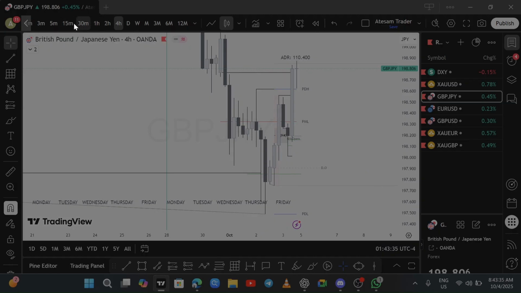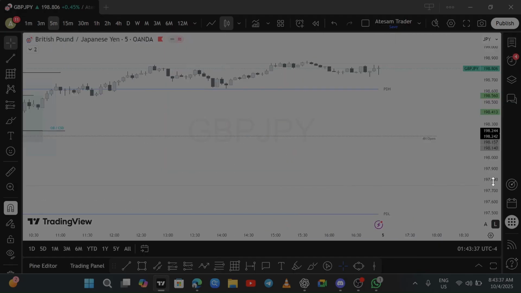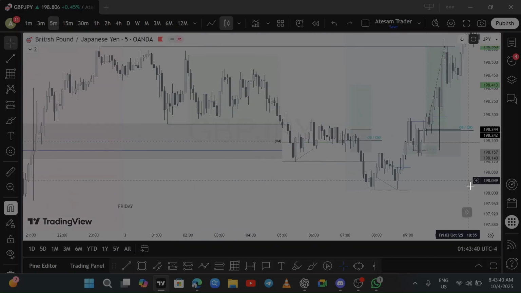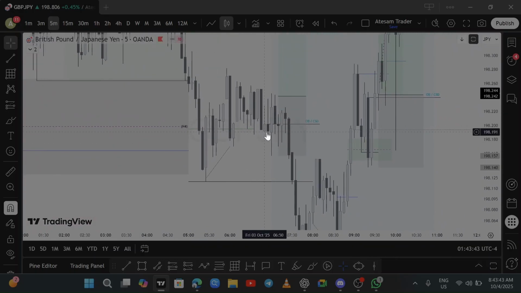That was not the valid entry. Why? If you come to the 5 minute, I know how I executed the trade. If you see, this is not a thick body candle. Can you see there is a large wick and a small body? Also, this candle did nothing. So this is not a valid change in state of delivery.